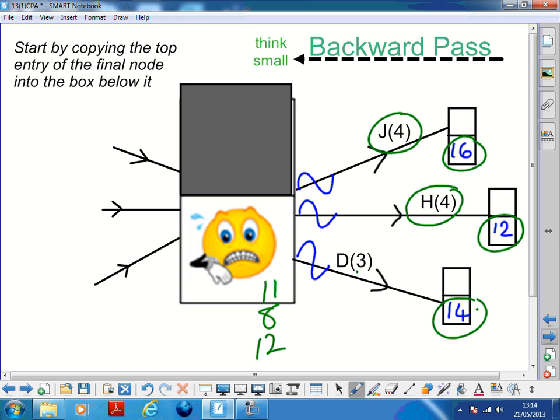Now, the trouble with it going at 12 is that if it goes at 12, then 12 add 4, so H happening, would be 16, and then we've blown the whole project. So we need the smallest one so that everything gets done by the time the next whistle has to go. So we're looking at the things coming out of the event, counting backwards, and then choosing the smallest.